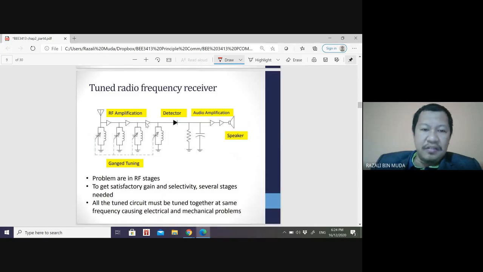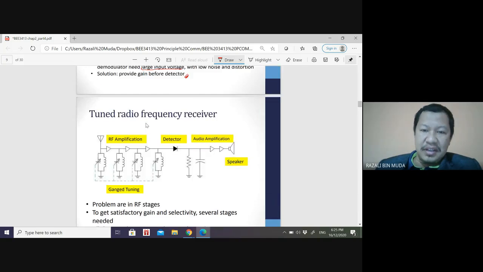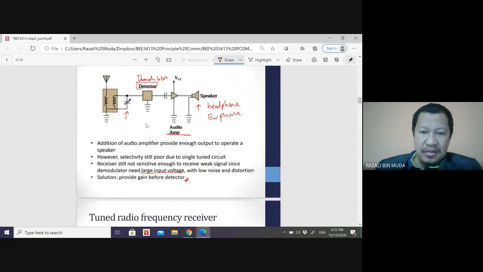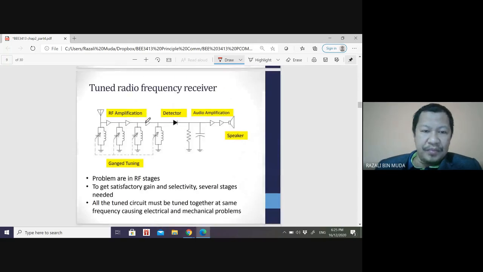So now you have the next improvement. Okay. This is basically the same circuit. Same as this one. So you have the speaker. This is the audio amplifier, detector, and tune circuit. Okay. So detector, audio amplifier, speaker. Same, right?